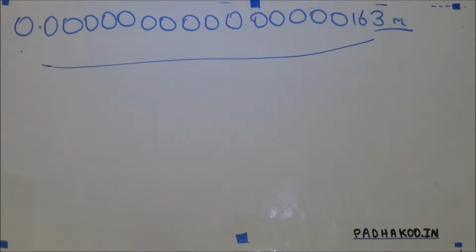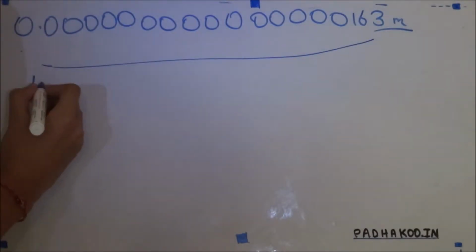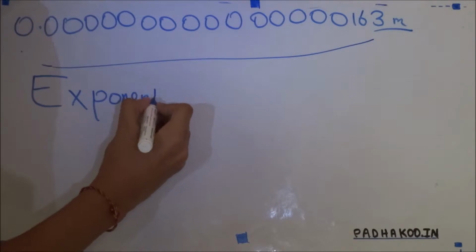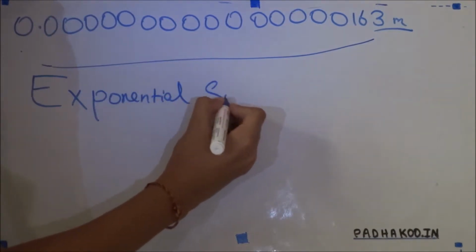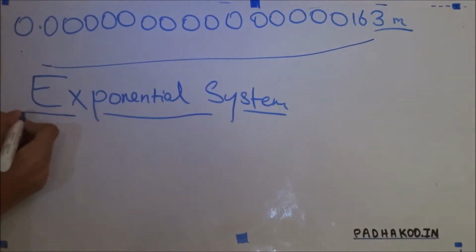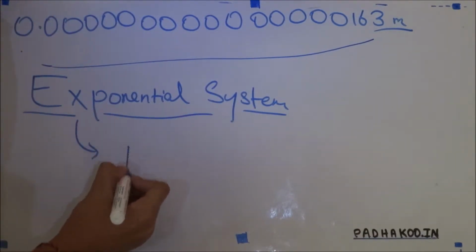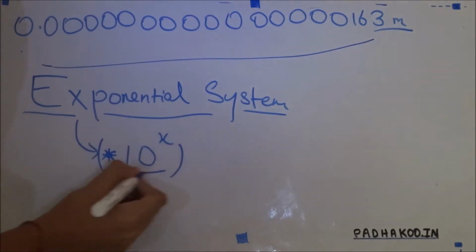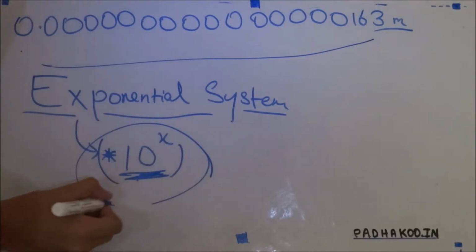So this type of problem was solved by the invention of the exponential system. Okay, so there was one thing invented: the exponential system, 10 to the power of x. Here is a number and you multiply this by 10 to the power of x. This is known as the exponent and the whole system is known as the exponential system.